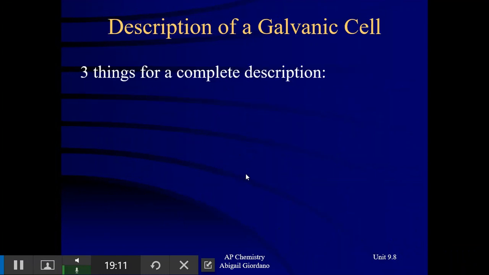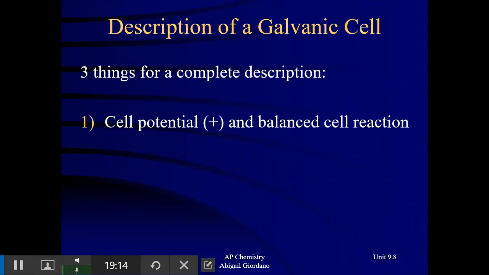So let's bring some things together here. If we want to give a complete description of a galvanic cell, usually you're going to be asked, just as we were a moment ago, to find the balanced cell reaction and calculate the cell potential. And if it's a galvanic cell, it's going to be a positive total.